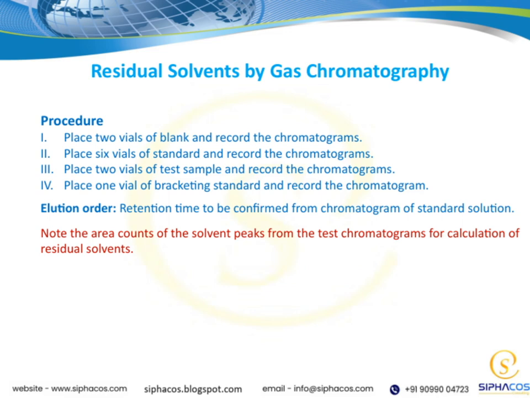Finally, we pay close attention to the area counts of the solvent peaks in the test chromatograms. These counts are essential because they allow us to quantify the residual solvents present, which is a critical part of ensuring product safety and quality. All these steps together help us accurately determine the residual solvent levels in our samples, maintaining the integrity of our analysis and supporting overall quality control.